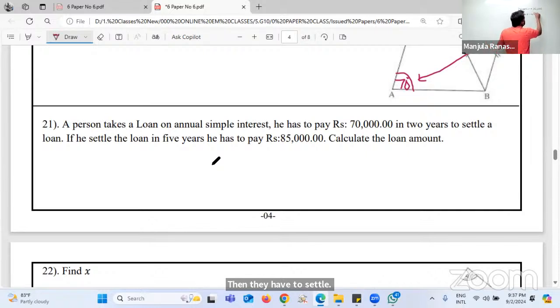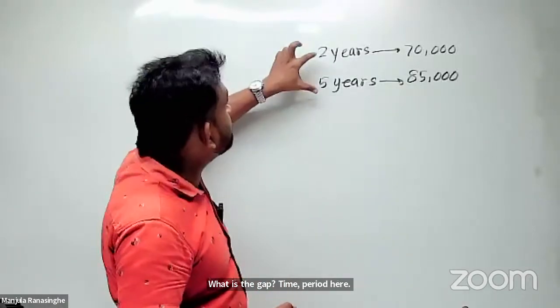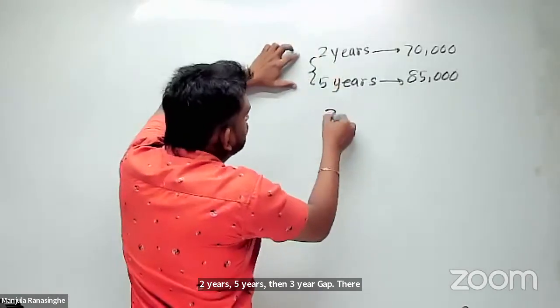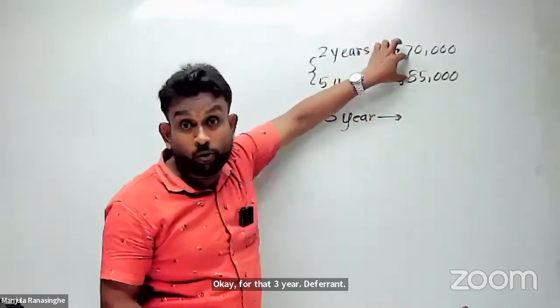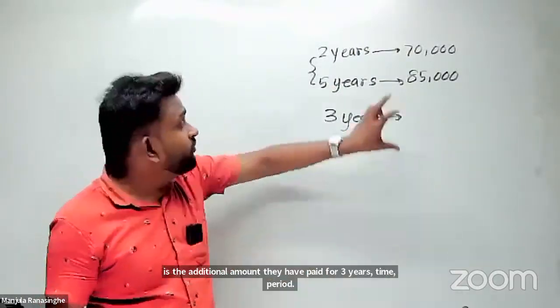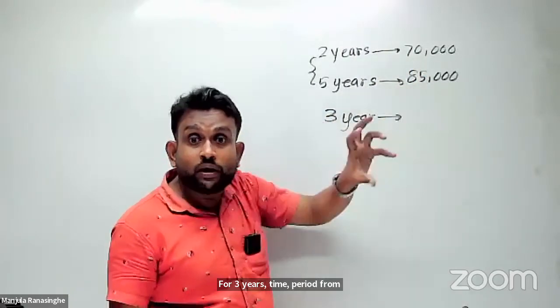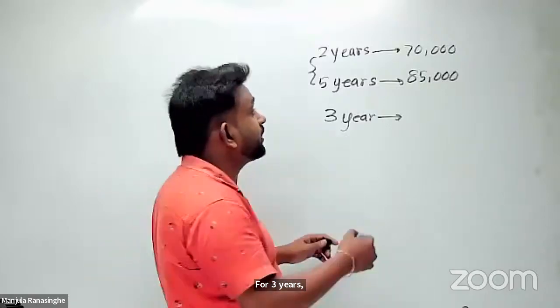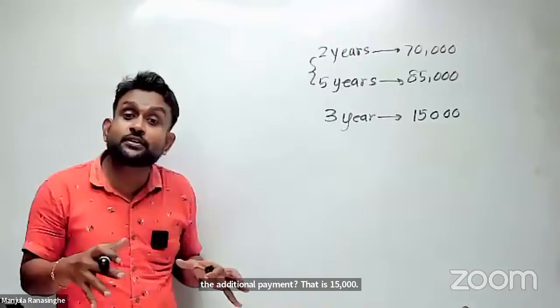So now you can see what is the gap time period between these two. 2 years, 5 years, then a 3 year gap there. For that 3 year difference, what is the additional amount they have paid? From 70,000 to 85,000, what is the additional payment? That is 15,000 rupees, 15,000 for 3 years. What is this additional payment?